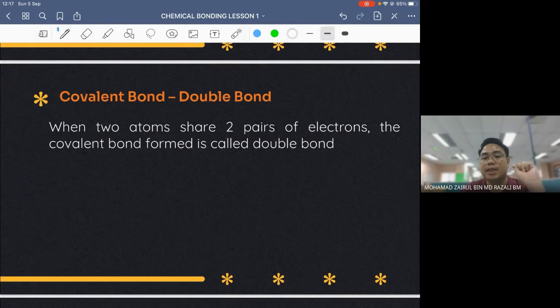Okay, another example. For a double bond, earlier the single bond shared a pair of electrons. A double bond shares 2 pairs of electrons. For example, the formation of oxygen gas. Oxygen is group 16, so it has 6 valence electrons. So you draw 6: 1, 2, 3, 4, 5, 6. Add another oxygen: 1, 2, 3, 4, 5, 6. Each oxygen needs another 2 electrons in order to achieve a stable octet electronic configuration.